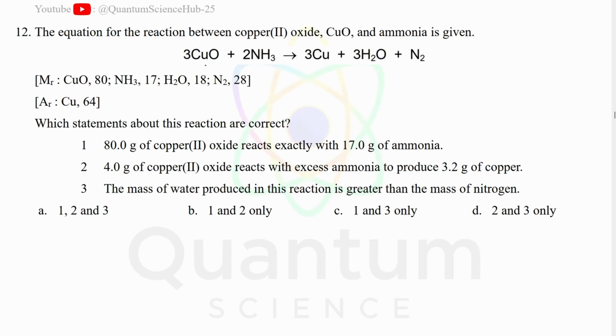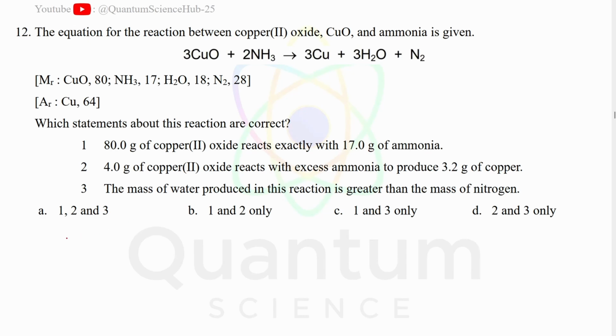So this is the chemical equation. It is also given the MR and AR value. Which statements about this reaction are correct? Okay, let's check it one by one. Statement 1. 80 gram of copper 2 oxide reacts exactly with 17 gram of ammonia.